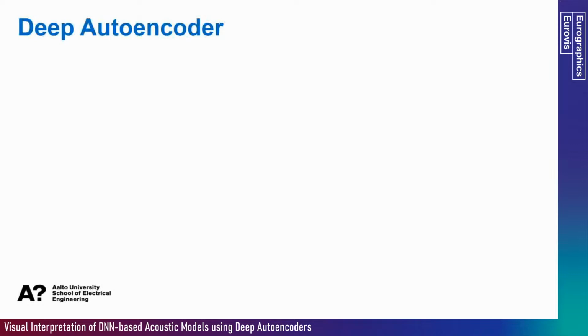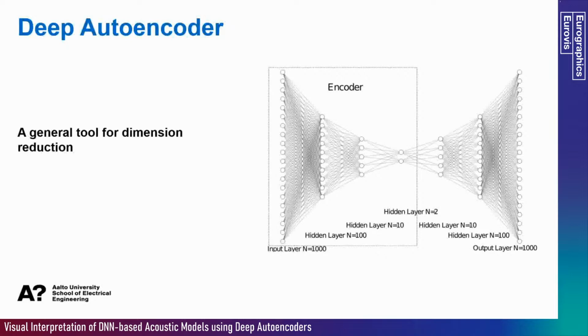In our work, we explored the possibility of using deep autoencoders for visualization. These autoencoders are general tools for dimension reduction. They are a special type of neural networks and consist of two parts, an encoder and a decoder. The encoder's task is to compress the information present in the input, and the decoder learns to decompress it. The two parts are connected through a bottleneck layer that basically extracts the embeddings. In our experiments, we used an hourglass-like architecture to gradually reduce the input dimension to the 2D vectors.